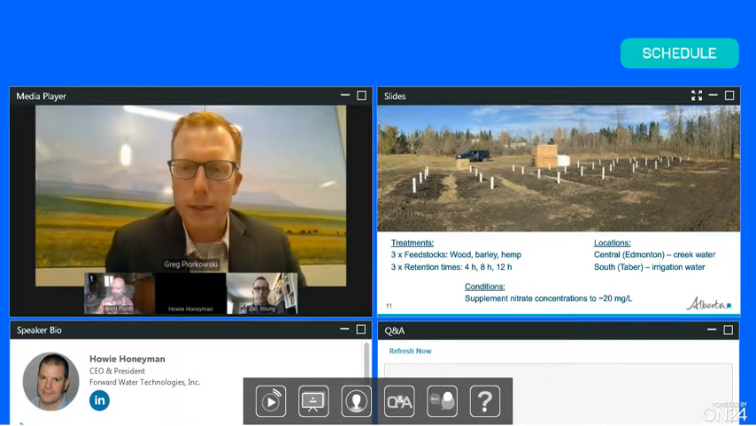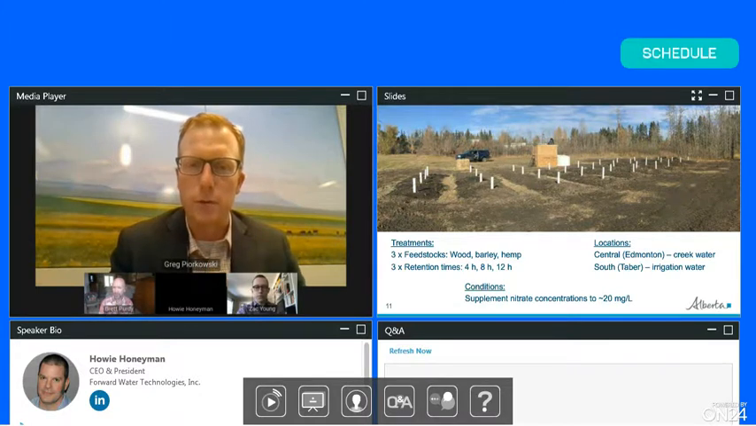Because we wanted these to be controlled, these aren't attached to the end of drainage lines, so we do have full control over the flow rate. But what we had to do was basically simulate subsurface drainage water. So we're supplementing the water we pulled from either a creek or an irrigation canal with nitrate at about 20 milligrams per liter.